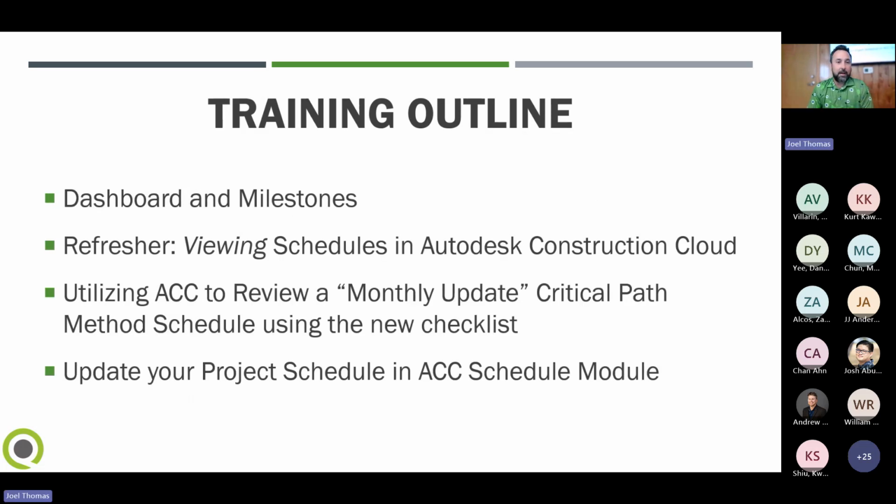So the training outline today, we're looking at the dashboard and milestones. We're going to do a little refresher on viewing schedules and using Autodesk Construction Cloud to filter and look at data. We're going to be utilizing ACC to review a monthly update critical path method schedule using the new checklist, and also looking at the PDF printout of the schedule. And then lastly, we're going to be updating the project schedule in the ACC schedule module.